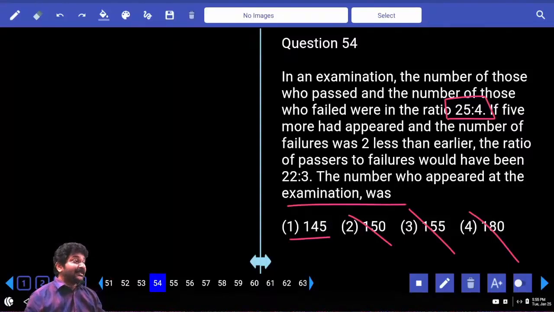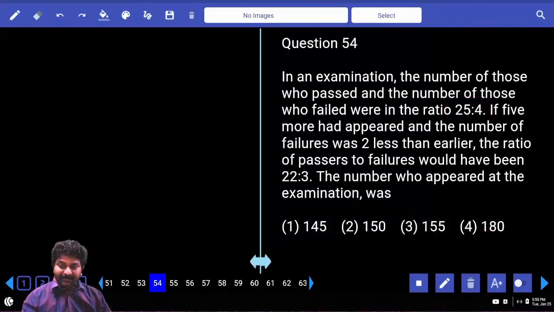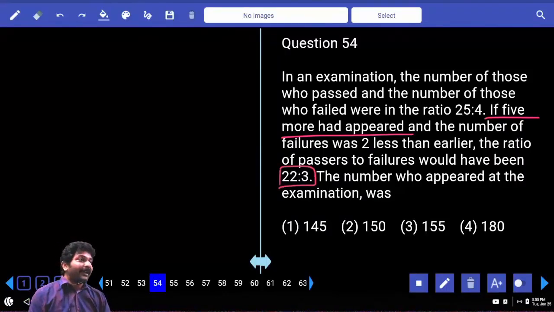If multiple options are there, after adding 5, how many more people appeared now? Second case, how many more appeared? 5 more appeared. That's what is given in the question. If 5 more had appeared, so the second time 5 more people joined, and in that particular case, how many parts are there? 25. That means the initial number must be a 29 multiple. After adding 5 more people, it has to be a multiple of 25. That condition we can verify.